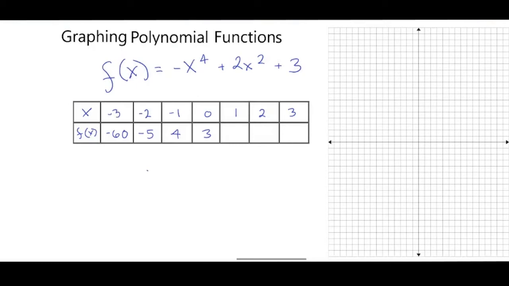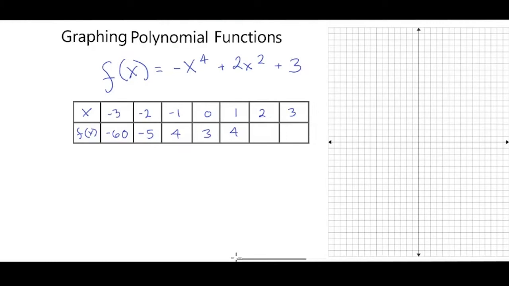Now let's solve the function for x is 1. So it's -1 to the fourth power plus 2 times 1 squared plus 3. Well, 1 to the fourth power is 1, but it's negative, so it's -1. 1 squared is still just 1. 1 times 2 is 2 plus 3. Well, -1 plus 2 is 1 plus 3 is 4.